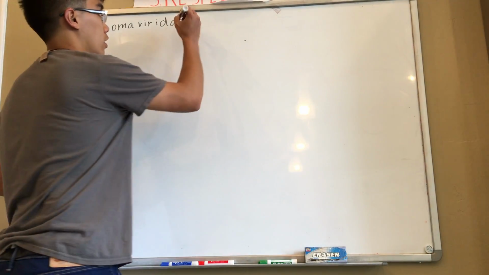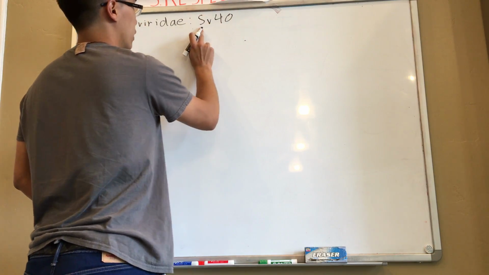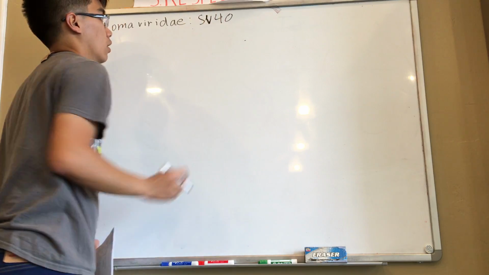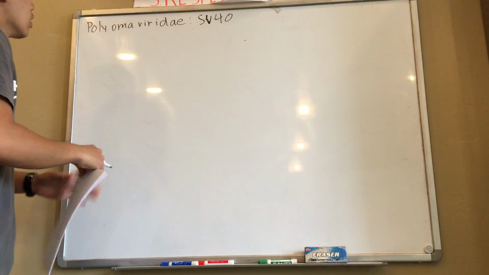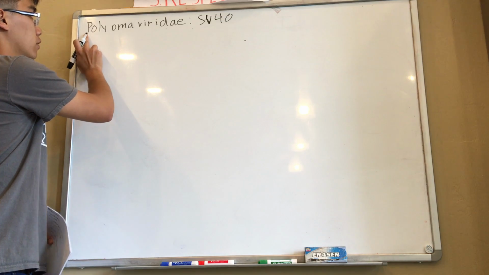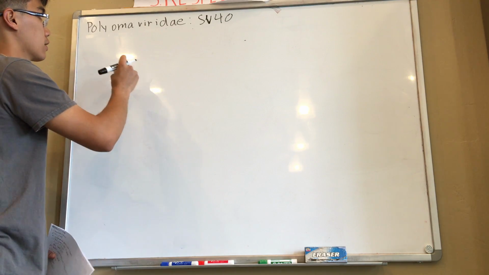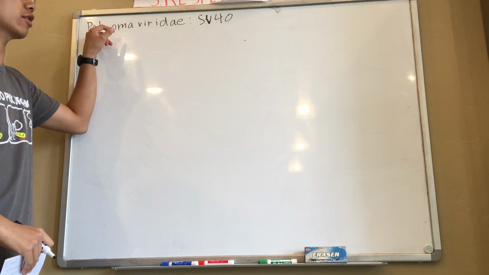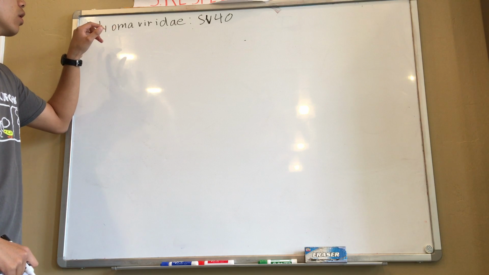So Polyomaviridae, think SV40 when you see this. SV stands for simian virus 40. It's a virus that infects monkey cells. Polyoma, the etymology of it is poly meaning many, oma meaning tumor, and viridae meaning virus. When scientists first discovered this, they were actually looking for the causative agent of polio.